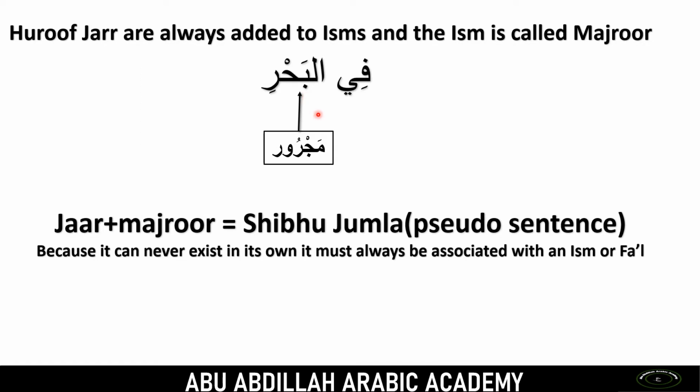So always this jar and its majroor have to be mutallaq with something, or they have to be associated with something, with an ism or with a fail. So these can never exist on their own. That is why this is called a shubhu jumla or a pseudo sentence.